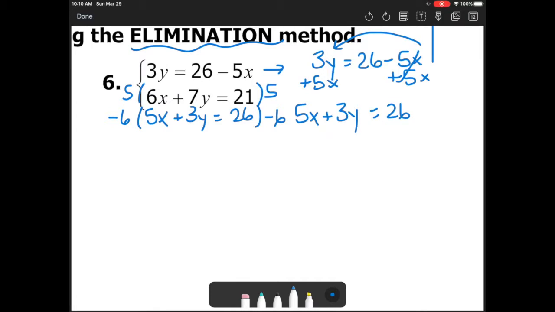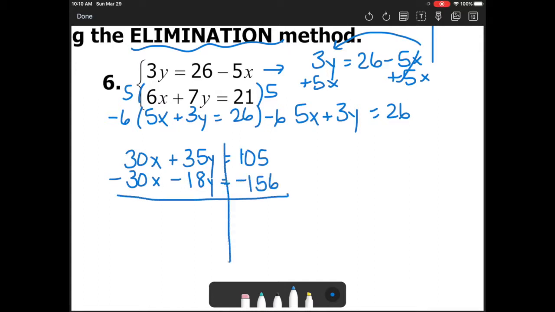So 5 times 6x is 30x. 5 times 7y is 35y. And 5 times 21 is 105. On the second problem, negative 6 times 5x is negative 30x. Negative 6 times 3y is negative 18y. And 26 times negative 6, this is what I don't know in my head, negative 156.